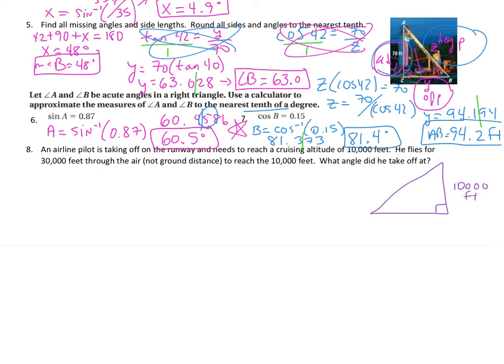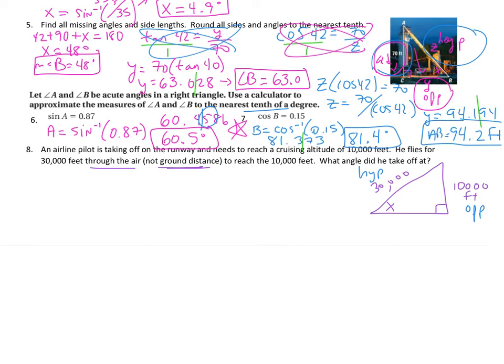He flies for 30,000 feet through the air, so it's not the ground distance. So that would be our hypotenuse, the actual distance that the plane actually flew in the air is 30,000 feet. And we need to figure out what angle he took off at. So remember, that's the angle of elevation. And now we can label our sides. We've got opposite, and we have hypotenuse.